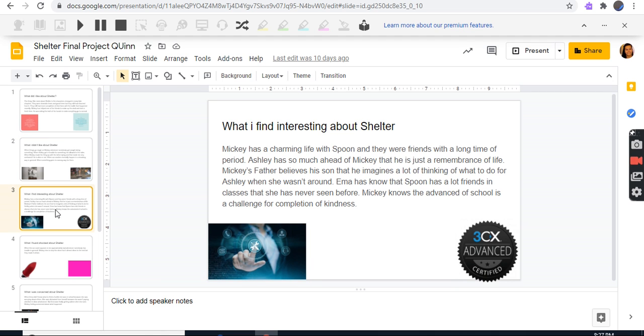What I find interesting about Shelter, Mickey had a charming life with Spoon, and they were friends for a long period of time. Ashley had so much ahead of Mickey that he is just a remembrance of life. Mickey's father believed his son that he imagines a lot of thinking of what to do for classes for Ashley that she wasn't around. Spoon has a lot of friends in classes that she has never seen before. Mickey knows the advance of school is a challenge for completion of kindness.